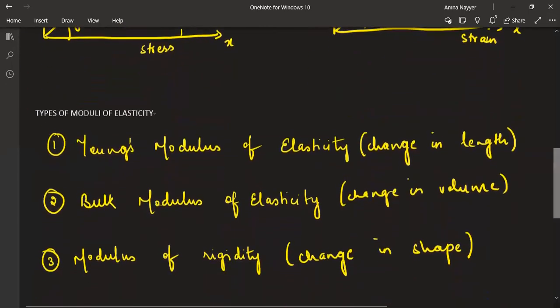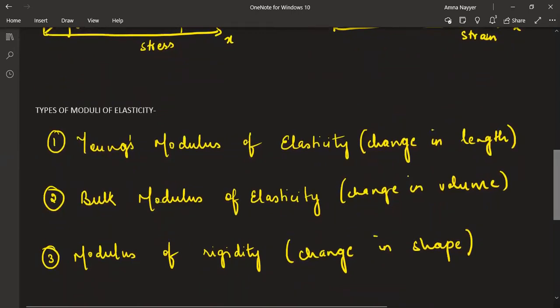Now see class, we know that there's not a single type of stress, not a single type of strain; 3 types of deformations we had also seen. So if these are different, how will we have a single type of modulus? If longitudinal strain is there, or volumetric stress, how will we determine a single modulus of elasticity? So there are 3 types of moduli of elasticity: Young's modulus of elasticity, bulk modulus of elasticity, and modulus of rigidity. Change in shape is modulus of rigidity, change in volume is bulk modulus of elasticity, change in length is Young's modulus of elasticity. All these 3 we have to discuss.